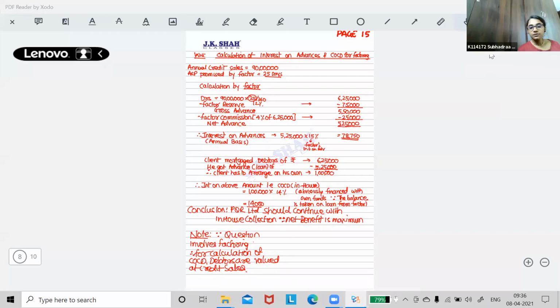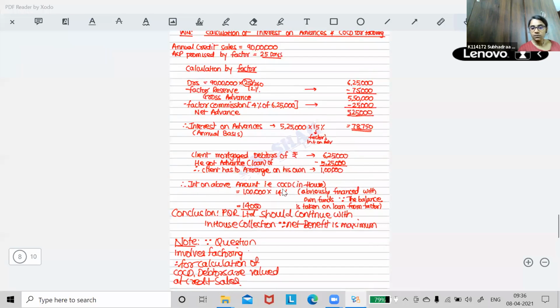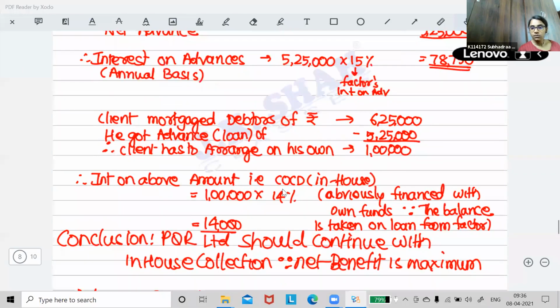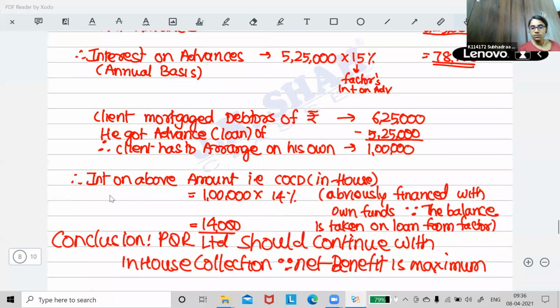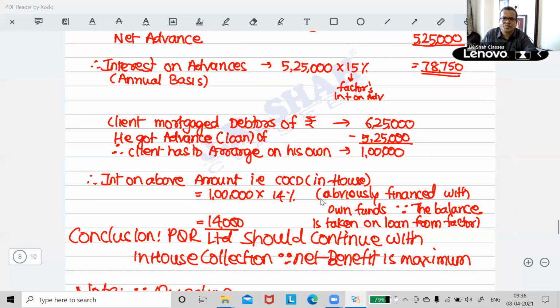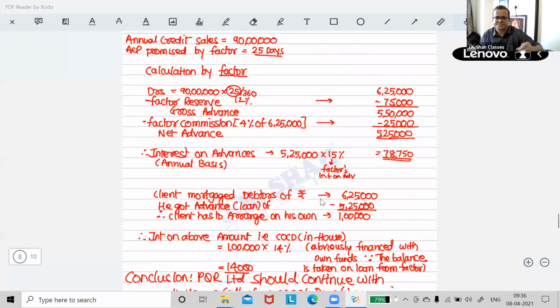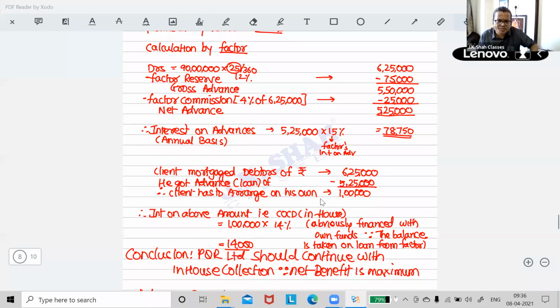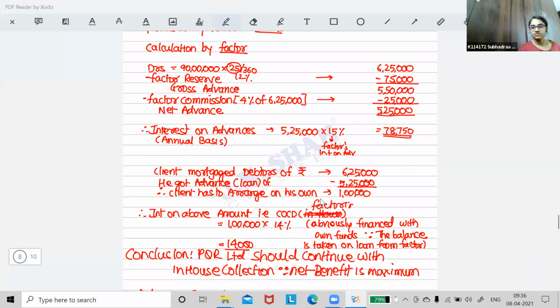Sir, the paragraph before conclusion, you have written interest on above amount, that is COCD in-house. It is in-house only, sir. Is it not factoring? In the above one month. No, no, not in-house. Sorry, factory, factoring. That's all, sir. Thank you, sir. Thank you so much.